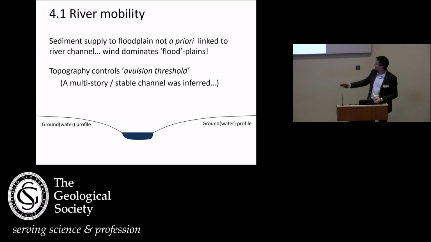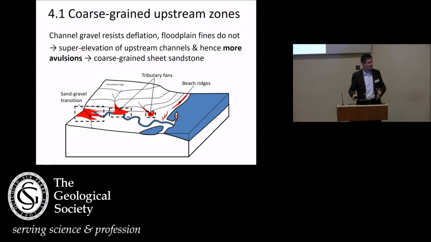And in this case, when we've got a groundwater curve going up, our topography is not promoting super elevation of the river and therefore avulsions. Unfortunately, the story gets a little bit more complicated because that depends on the deflation of the sediment. And so when we have coarse-grained upstream zones, the sediment of the channel itself is less likely to be deflated, but the floodplain fines are. So we're deflating our floodplain more readily, and we are not deflating our channel. So we increase the amount of avulsions, where the whole channel shifts over to a lower area. And we expect that to be reflected in the sedimentary record as sort of coarse-grained sheet sandstones.